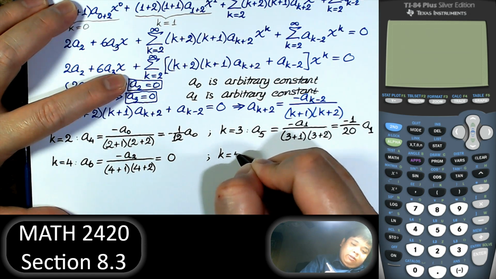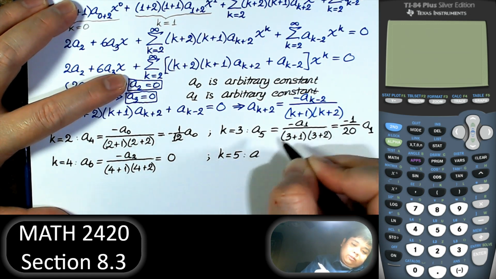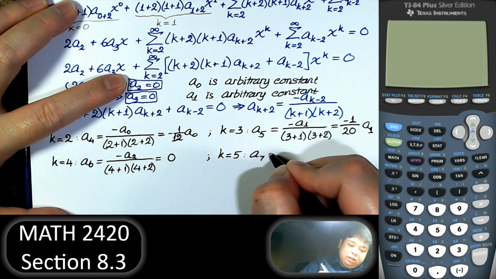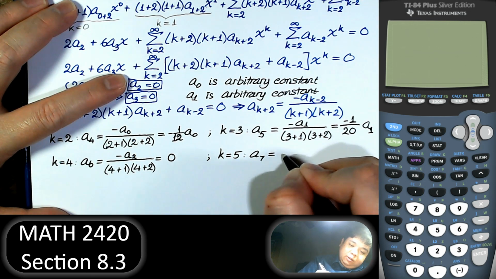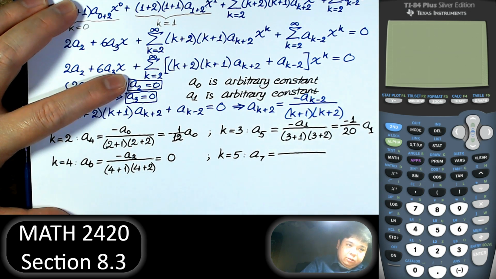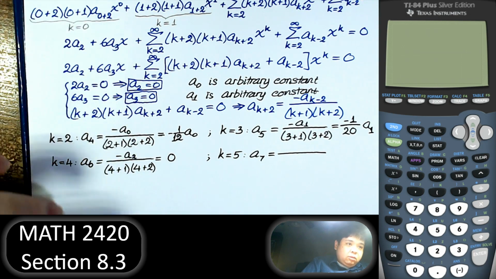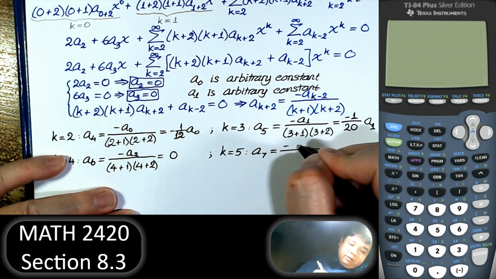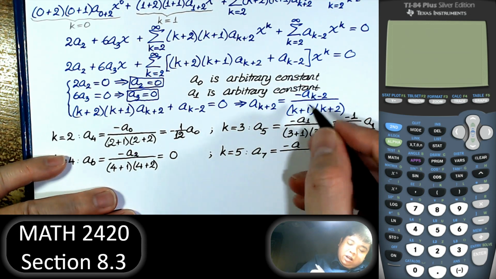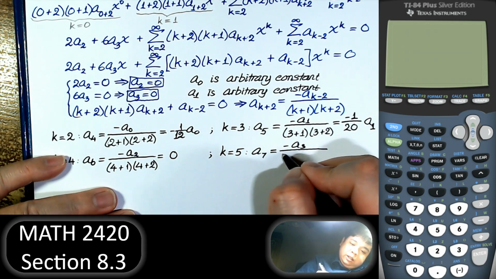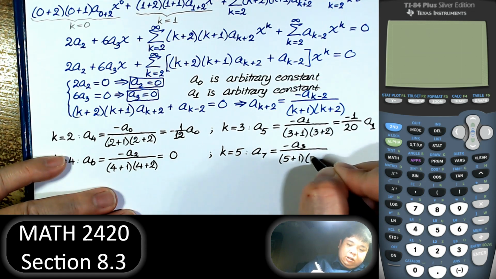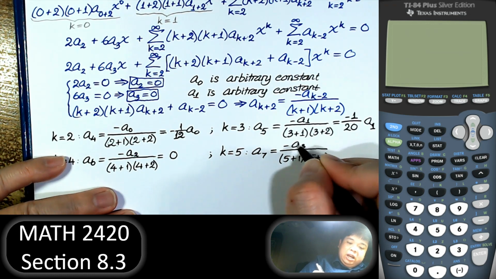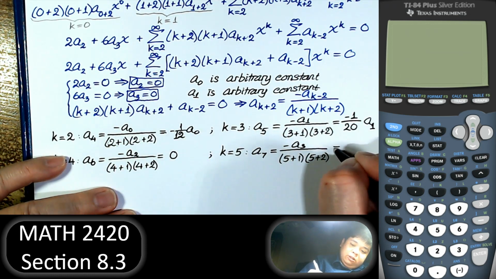K equal to 5. 5 plus 2 is 7. And we have negative 5 minus 2 is 3. K is 5 plus 1, 5 plus 2. Doesn't matter though. A3 is equal to 0.